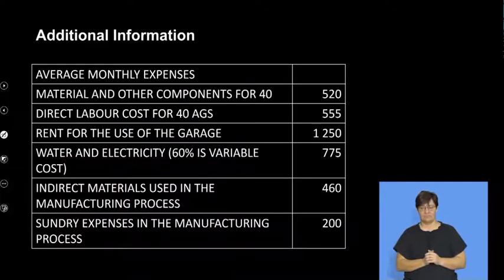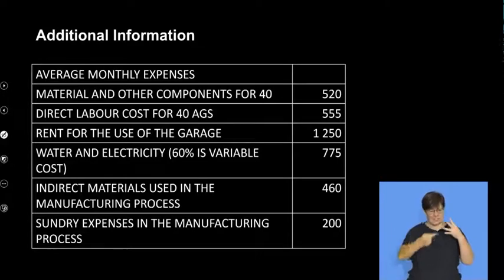So the question now says, these are the average monthly expenses: material and other components, direct labor, rent for the use of the garage, water and electricity, of which 60% is variable, indirect materials used, sundry expenses in the manufacturing process. So these are just your information on which the question will be based.